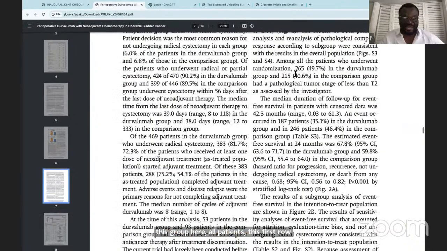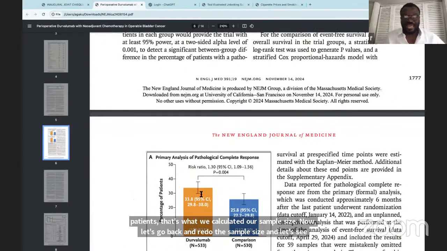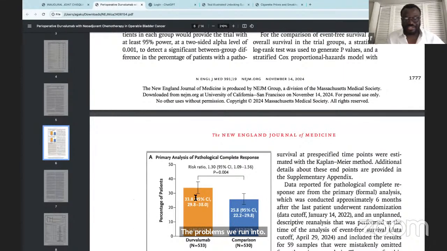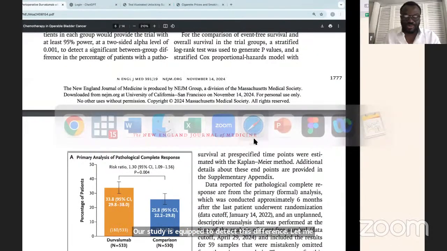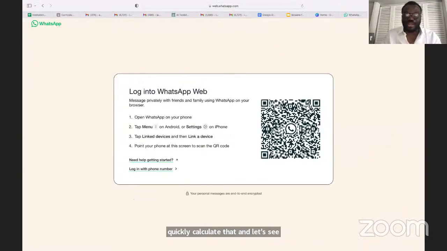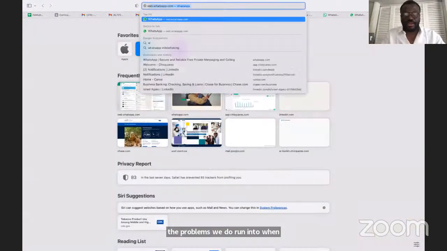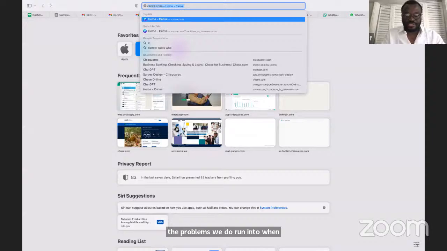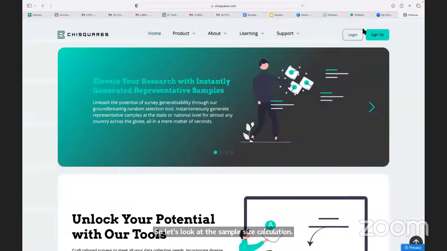Now, let's go back and redo the sample size and see the problems we run into. Let's use this as our effect measure. Let's say that our study is equipped to detect this difference. Let me quickly calculate that and see the problems we run into.